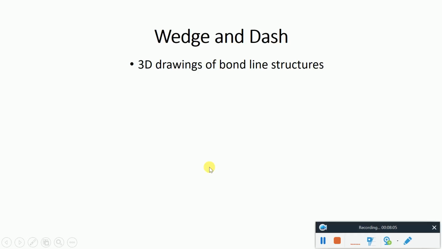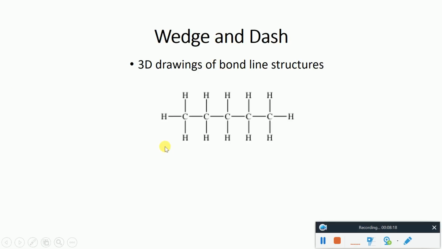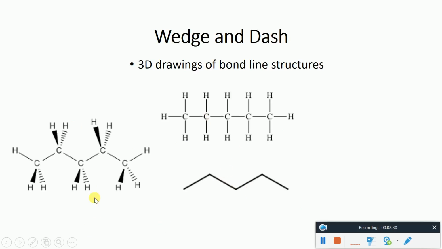So another thing that you need to be thinking about is wedges and dashes. So wedges and dashes you will be drawing a lot. And it's basically trying to get at what the molecule looks like in 3D. So here we have a structural formula again of that same molecule. And there we have the bond line drawing. But it doesn't really show you anything that's happening in 3D. So that's where we get the wedge and dash to help us out.